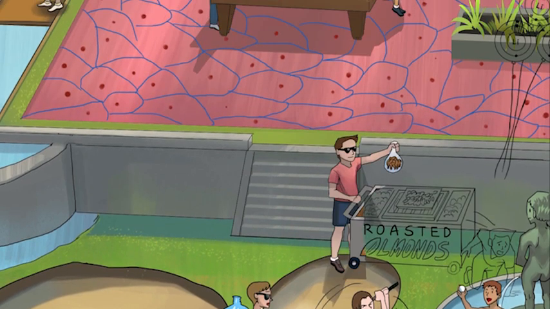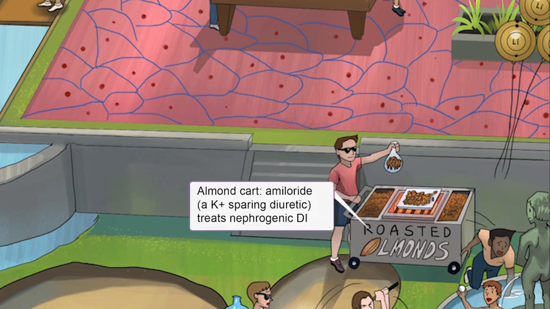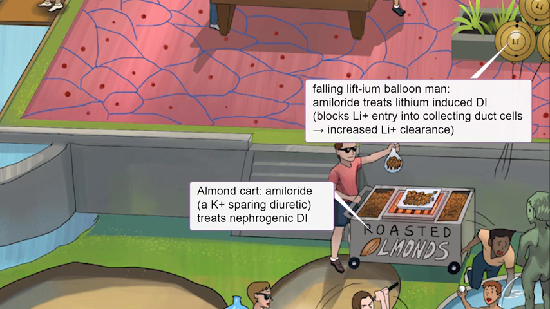Oh, remember the almond monger blocking sodium entry at the Mineralo food court? Well, it looks like those almonds are making a comeback here at the mini golf course. They represent amiloride, of course, a potassium-sparing diuretic that can be used to treat nephrogenic DI. Amiloride has been shown to be an effective treatment of lithium-induced DI specifically, which is why this almond cart is rudely pushing that lithium balloon man out of the sketch. Besides blocking sodium entry, amiloride also blocks lithium entry into collecting duct cells. This increases the clearance of lithium, so, once again, monitor those lithium levels.